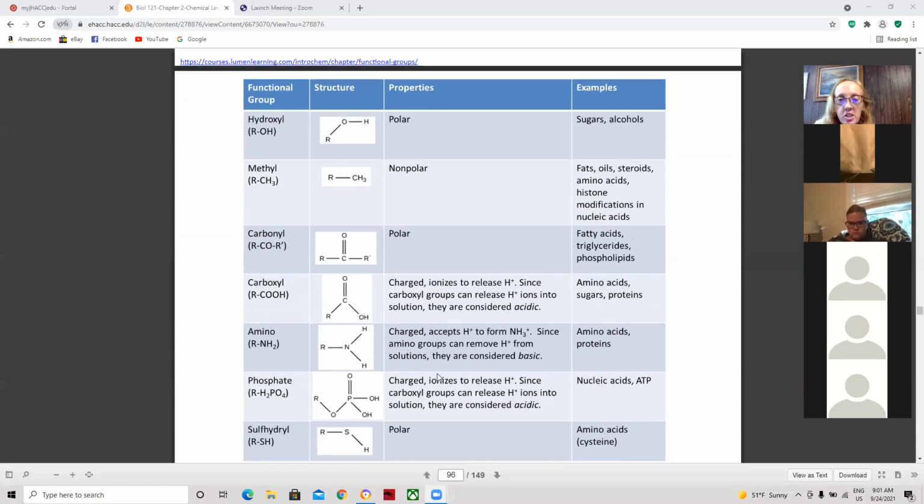Any questions about these? Generally know their structure, know their properties. Over a lot of time, we're going to learn what they're found in, so I'm not so worried about that. You want to get a good idea of what their names are, what their structures are, and what their properties are. Anything that has an electronegative group in it is going to be polar or charged.